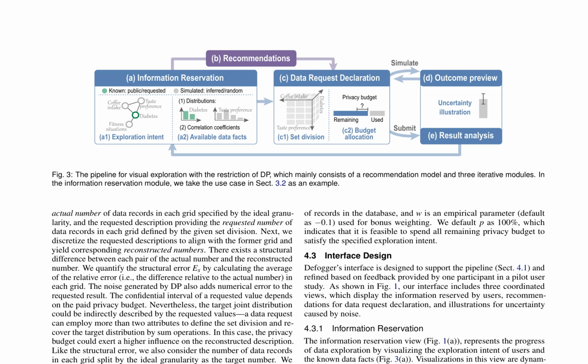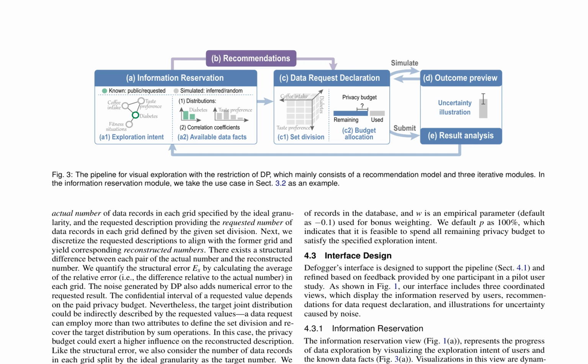Defogger, an interactive data exploration tool, facilitates user navigation and understanding of data under differential privacy constraints. The interface consists of three components: information reservation, data request declaration recommendations, and uncertainty illustrations due to noise. The information reservation view displays data exploration progress by visualizing user intent and known data facts.